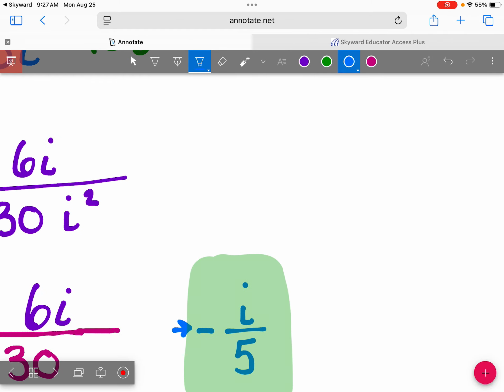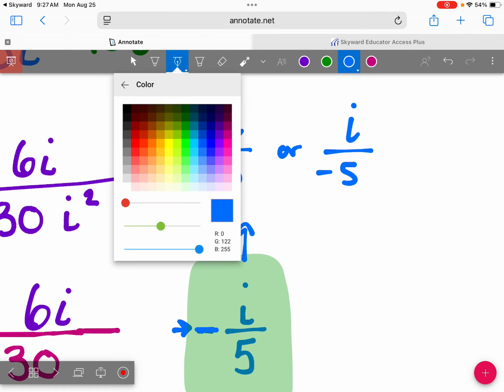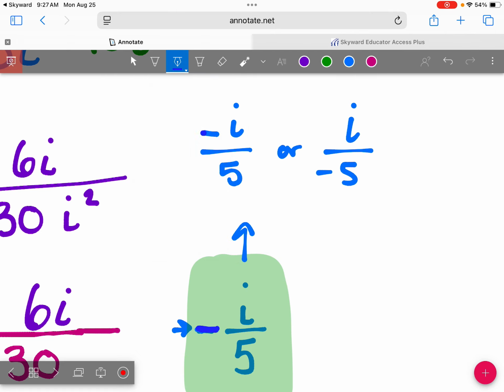I could write this, wrong pen. There we go. I could put it as negative i over 5 or i over negative 5. They all mean the same thing. Whether I park it out front, I'm changing color so it's darker, or I put it in the numerator, or I put it in the denominator. They all mean the same thing. Just don't tell me negative i over negative 5. Then we've changed it. Then it's a positive.